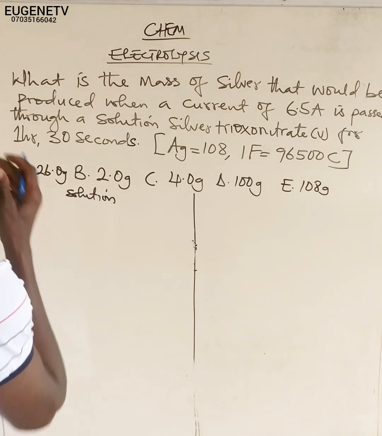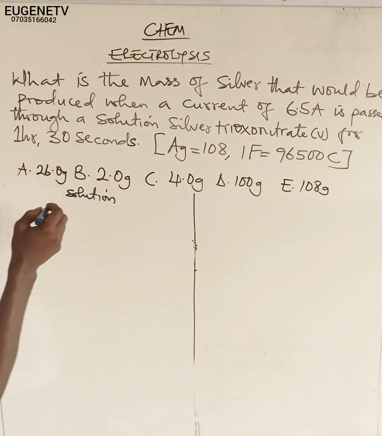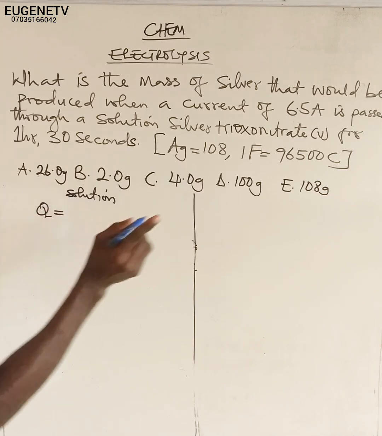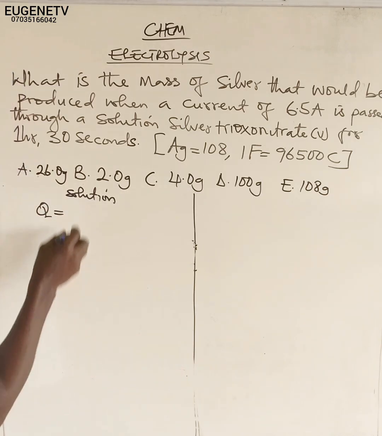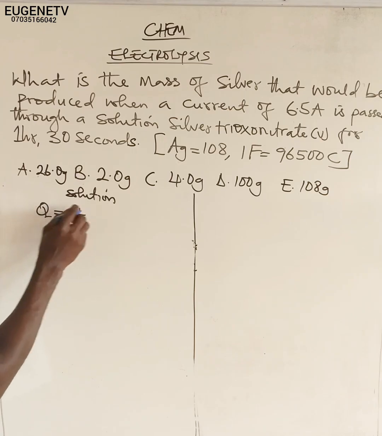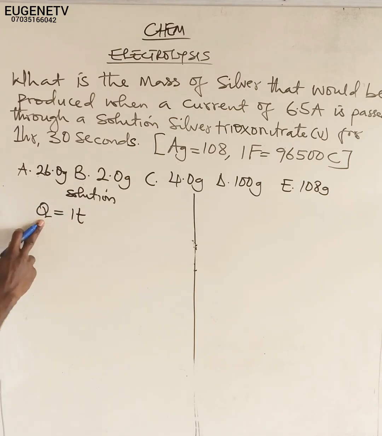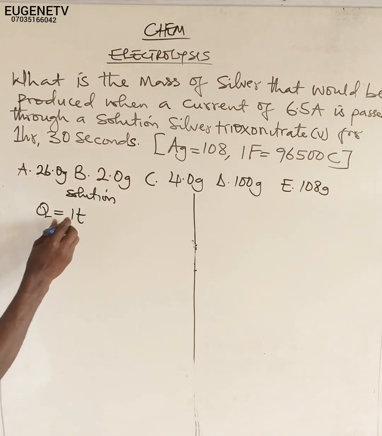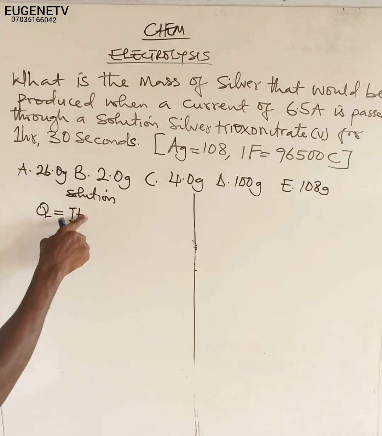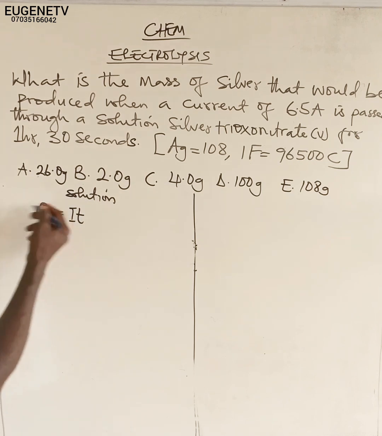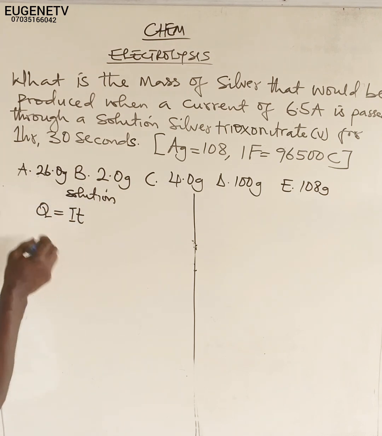Alright, so we are first going to look at what is called quantity of electricity. According to Faraday's first law of electrolysis, quantity of electricity is given as current times time, Q = I × t. Q here stands for quantity of electricity, I stands for current, which is usually in ampere, and t stands for time, which is usually supposed to be in seconds. Alright, let us find our quantity of electricity first.